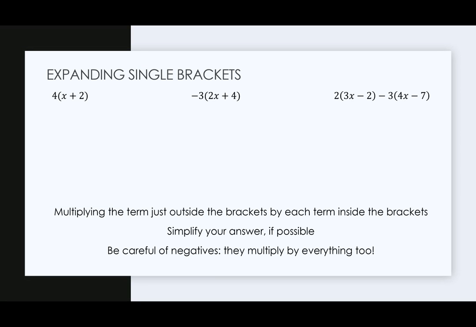In these three examples, they get a little bit more difficult, but cover most of the types of expanding problems you can have when we have single brackets. Now let's talk about what this means before we actually get into the process. If we look at this first example of 4 outside of x plus 2, what that actually means is we have 4 lots of x plus 2.